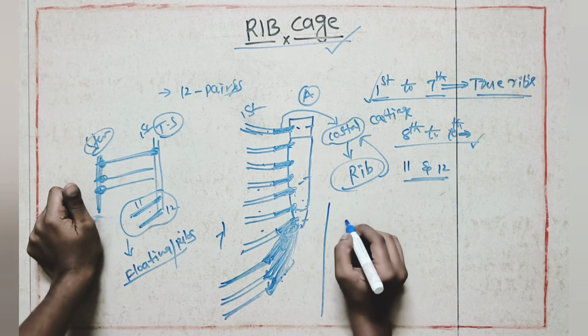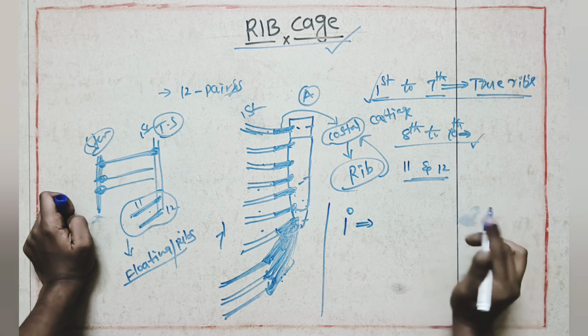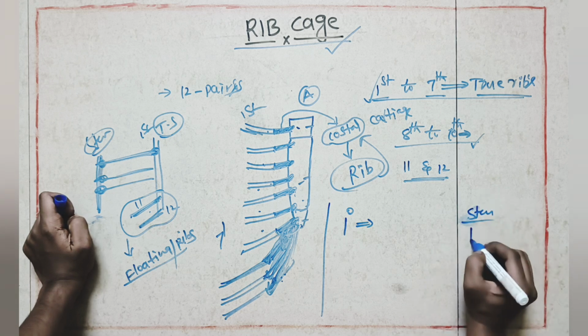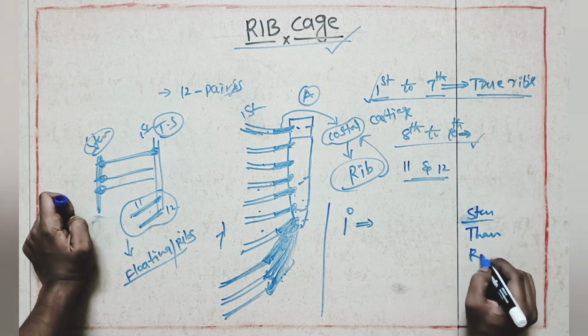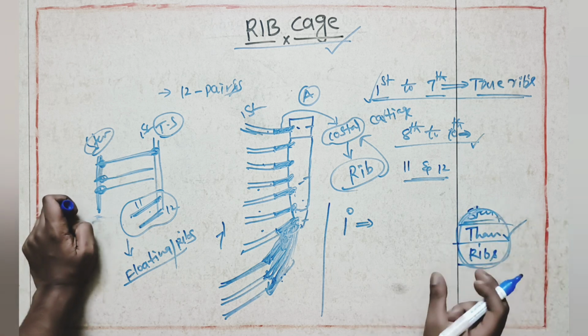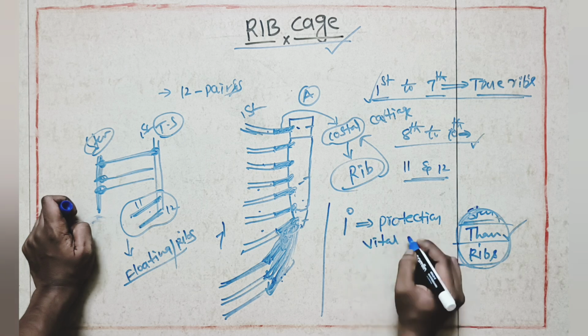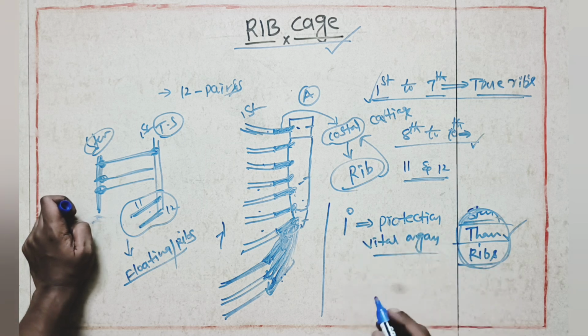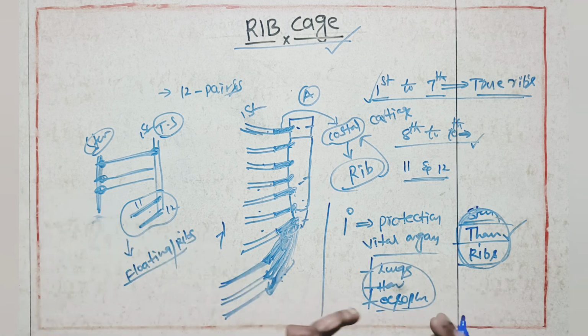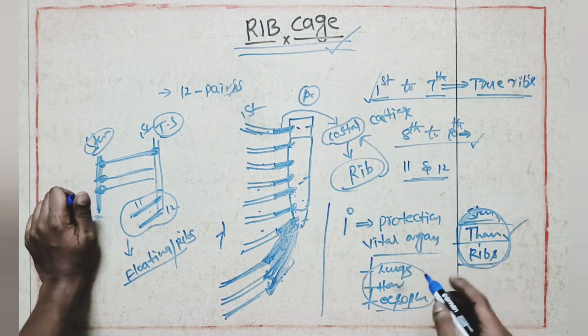The primary function of the rib cage. The rib cage means the sternum, the thoracic spine, and the ribs. These three combine to form the rib cage. The primary function of the rib cage is to provide protection to the vital organs in the thorax. What are those vital organs? Here we have the lungs, heart, and esophagus. The rib cage provides protection to all the vital organs present inside the thorax.